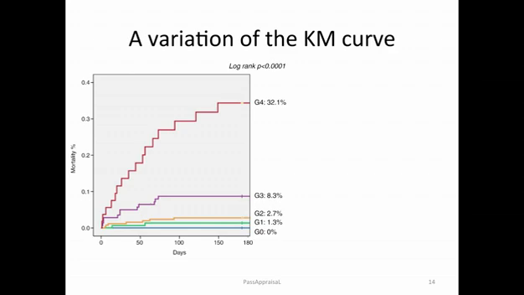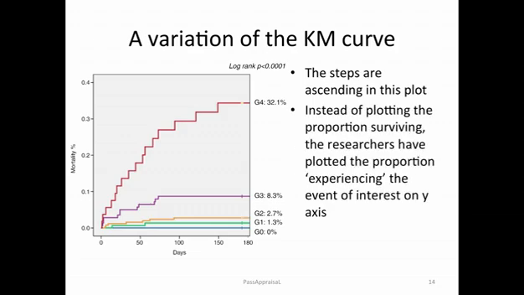Sometimes you may come across curves that look like Kaplan-Meier but look somewhat different. The steps do not go downwards in this plot, but they are ascending. Instead of plotting the proportion surviving, the researchers have plotted the proportion experiencing the event of interest on the y-axis.